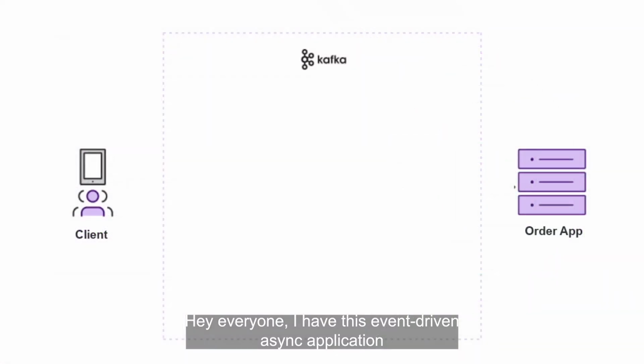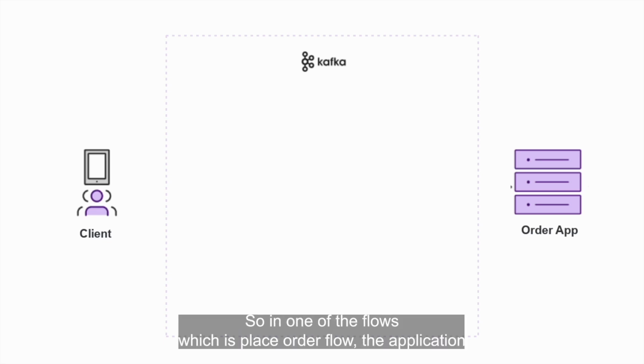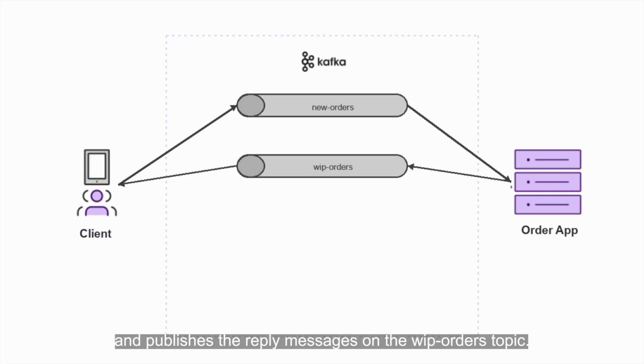Everyone, I have this event-driven async application which is used to asynchronously place and cancel orders. In one of the flows, which is the place order flow, the application listens on the new orders topic, processes the events asynchronously and publishes the reply messages on the WIP orders topic.